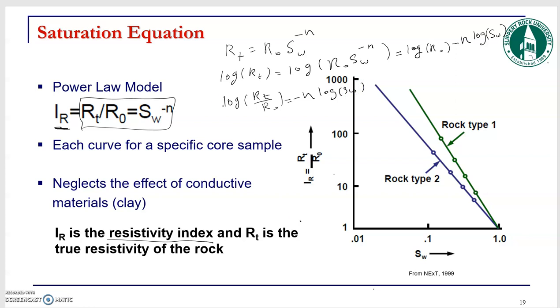So what does it mean? If you plot log of IR, which is this ratio, on a log-log plot as a function of SW, the slope of that line is n, the saturation exponent, and that defines what type of rock you have. The saturation exponent is a function of the rock type, so with different rock types the saturation exponent would change. If you can find the saturation exponent for a specific type of rock, then you can use this equation to find the water saturation for that rock type, depending on whatever oil saturation you might have in the sample.